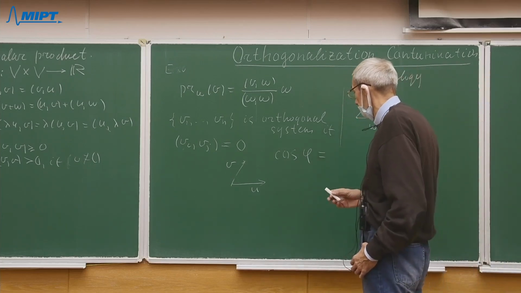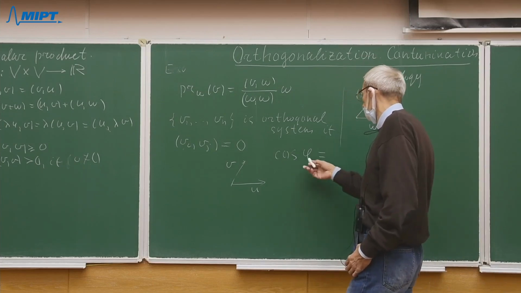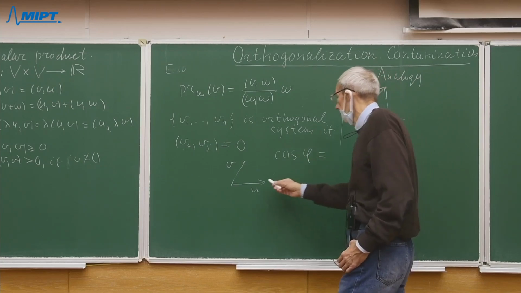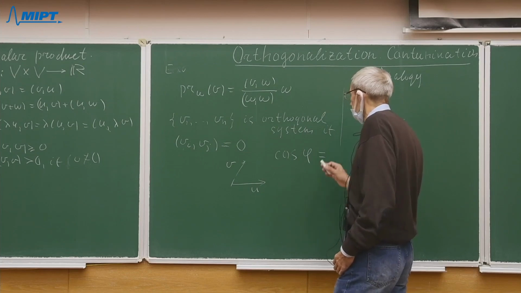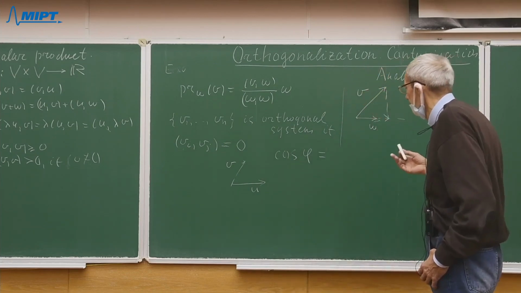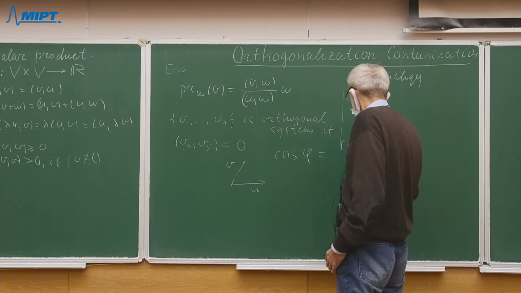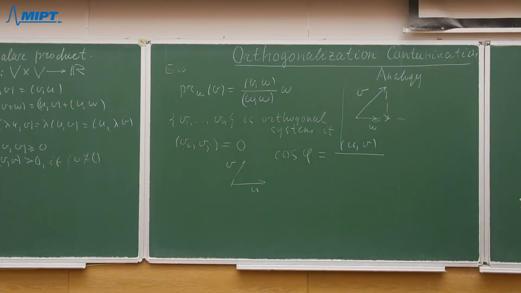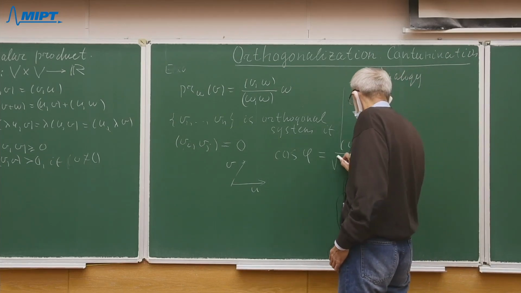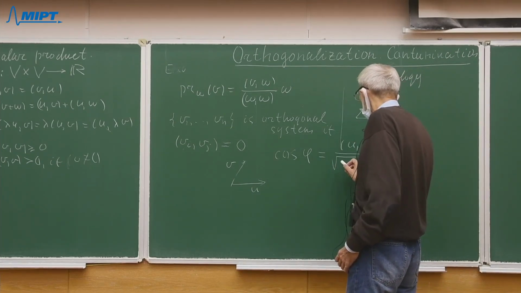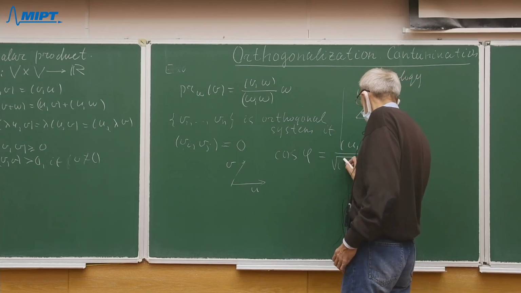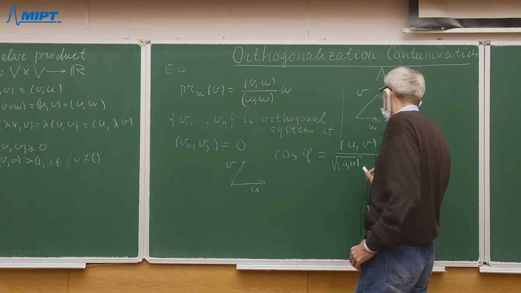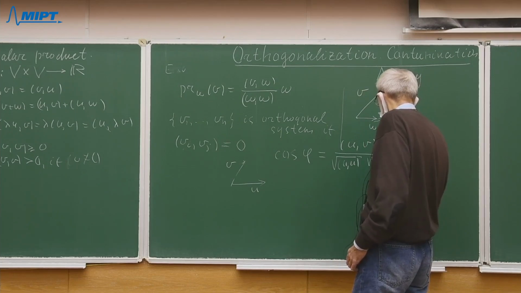Some abstract vectors. And we can define the cosine of the angle, this imagined angle between these two vectors, as a ratio of the scalar product of vectors u, v, and the square root of the scalar square of vector u and scalar square of vector v.